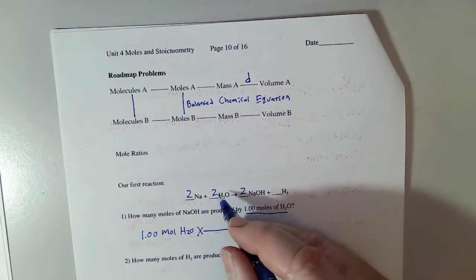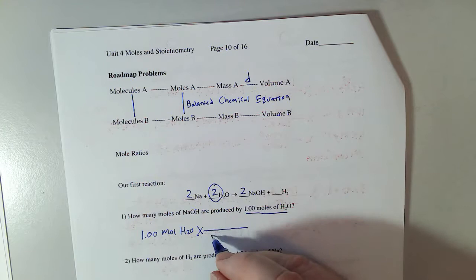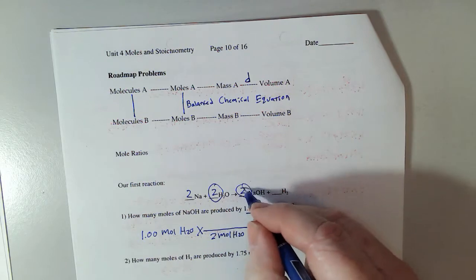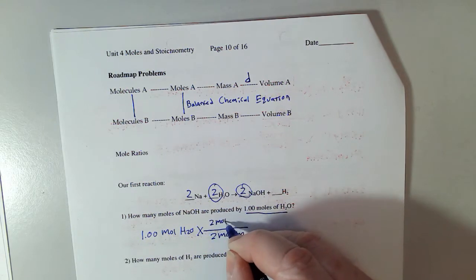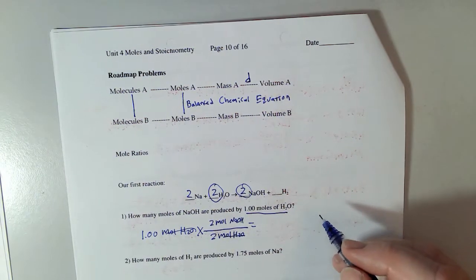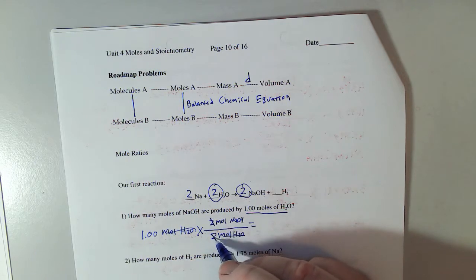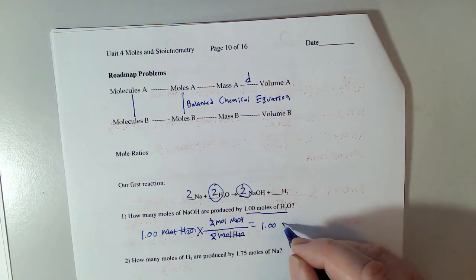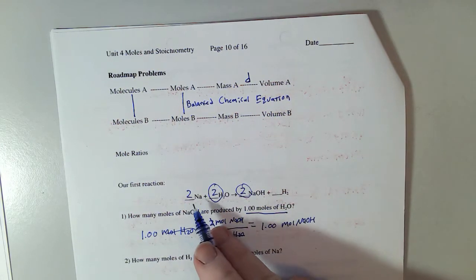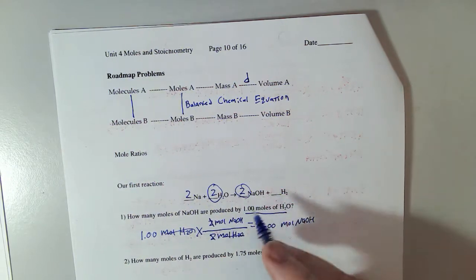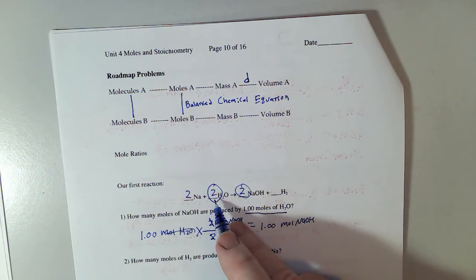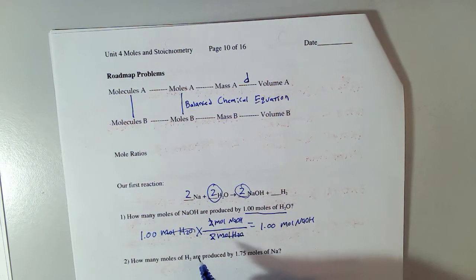I look at the equation here, and I've got a 2 in front of the water, so I put 2 moles of water downstairs, and I've got a 2 in front of the NaOH, so I put 2 moles NaOH upstairs. Moles cancels moles. The 2 over 2 actually divide out, and this equals 1.00 moles of NaOH. So what we say is that this is a 2 to 2, or reduced, a 1 to 1 mole ratio.